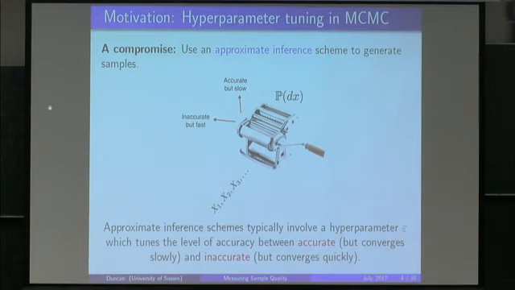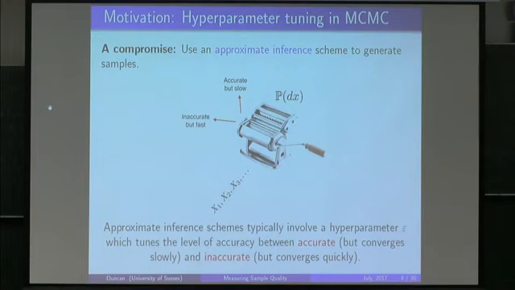If you have a fixed computational budget, it's not clear how you would choose your hyperparameter epsilon. Do I tune my parameter so that it converges very rapidly but to the completely incorrect distribution, or do I tune it in such a way that it converges more slowly but towards the right thing? Tuning that is quite a challenge.